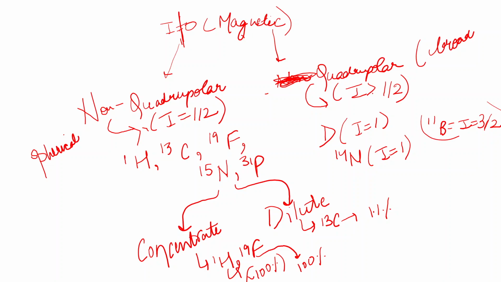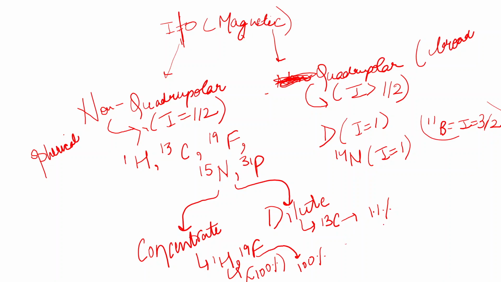Non-quadrupolar have spherical nuclei. Quadrupolar have ellipsoidal nuclei. Sharp signal is observed in non-quadrupolar, and a broad signal is observed in quadrupolar. Then they are further divided into concentrated and dilute nuclei depending on the natural abundance. If the abundance is more, then it is concentrated, and if it is less, then it is dilute.